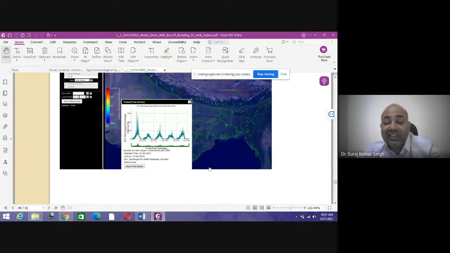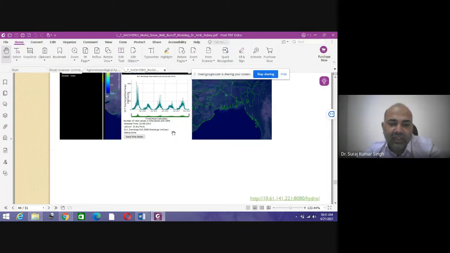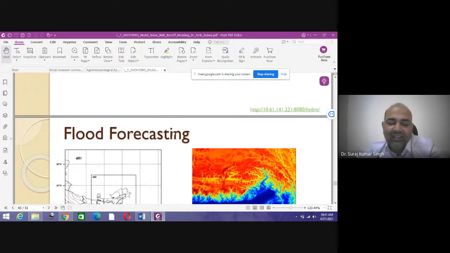And we can see not only visually, but also statistically how this recharge or discharge is decreasing or increasing over the decades, over the years. So all such kinds of analysis can be easily performed.